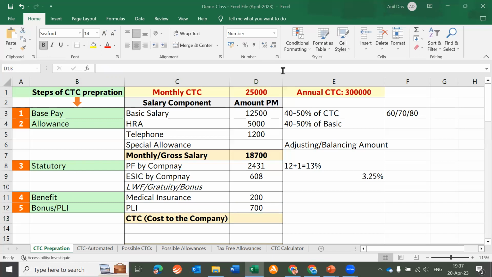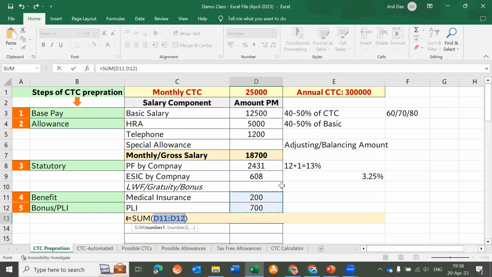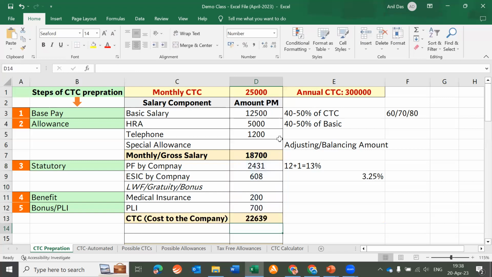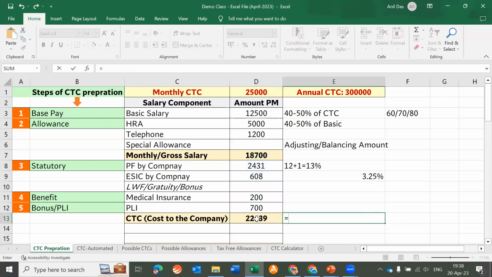CTC can be calculated by adding monthly salary with company's contribution, whatever company is spending. Let me do that. So these are the company's expenses or cost with monthly salary. We have reached a CTC of 22,639. So what is the difference? 25,000 minus 22,639, there is a difference of 2361.